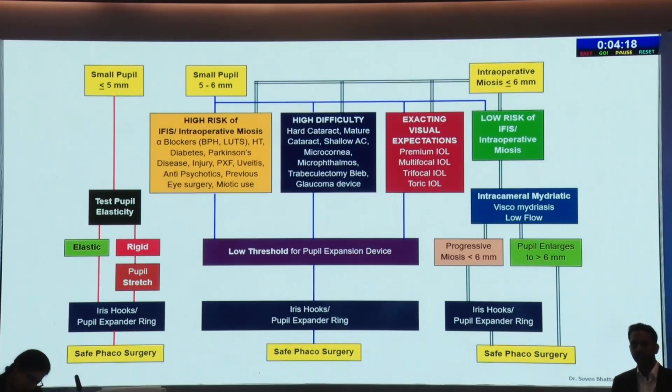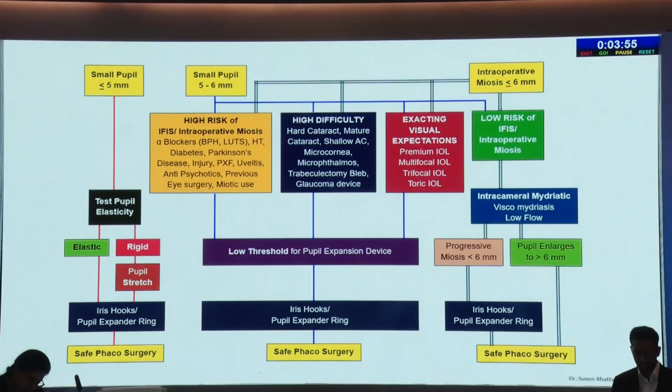When you have small pupils less than 5 millimeters, you must be thinking of a device. You could differentiate whether it's an elastic pupil or a rigid pupil and choose to use a kind of device, whatever you want. If it's a small pupil which is 5 to 6 millimeters, you need to classify if these are high-risk ones, high-difficulty ones, or exacting visual expectation types.